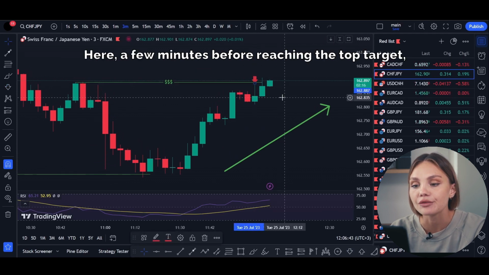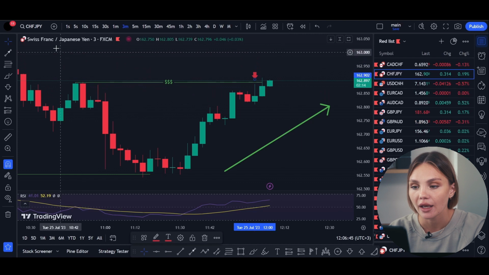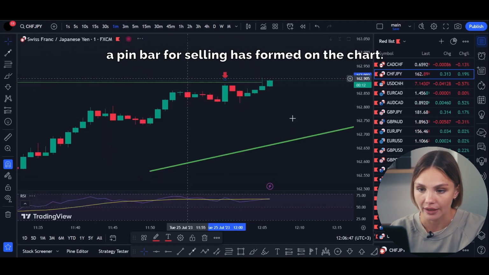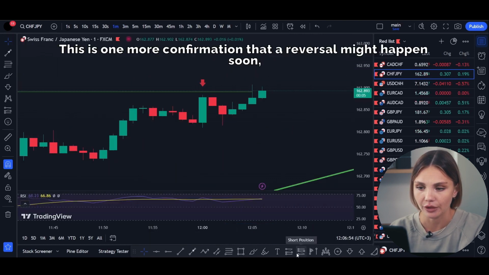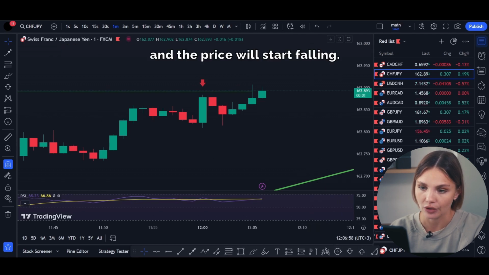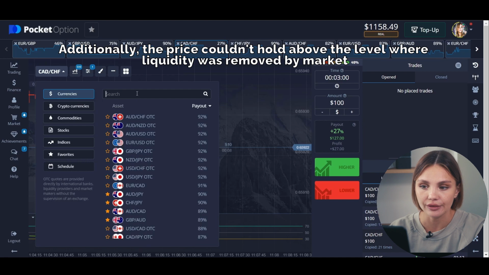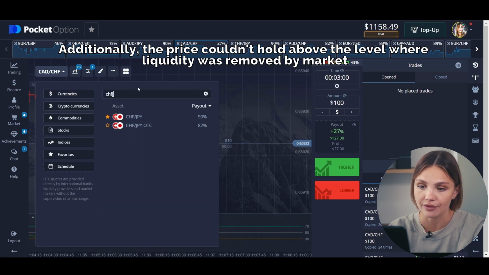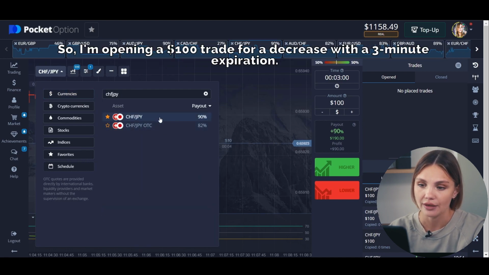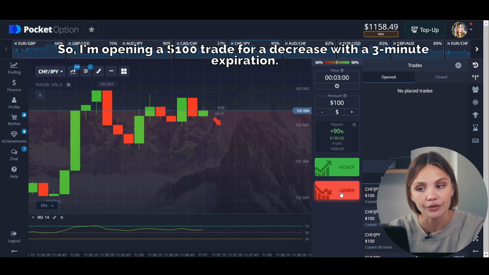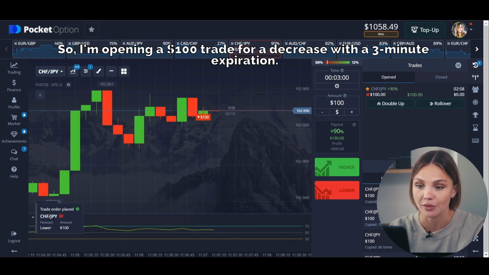Here, a few minutes before reaching the top target, a pin bar for selling has formed on the chart. This is one more confirmation that the reversal might happen soon, and the price will start falling. Additionally, the price couldn't hold above the level where liquidity was removed by market makers. So I'm opening a $100 trade for a decrease with a 3-minute expiration.